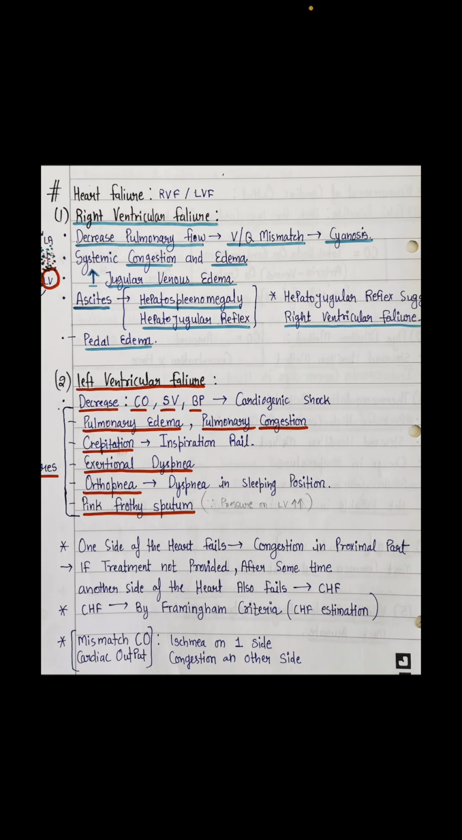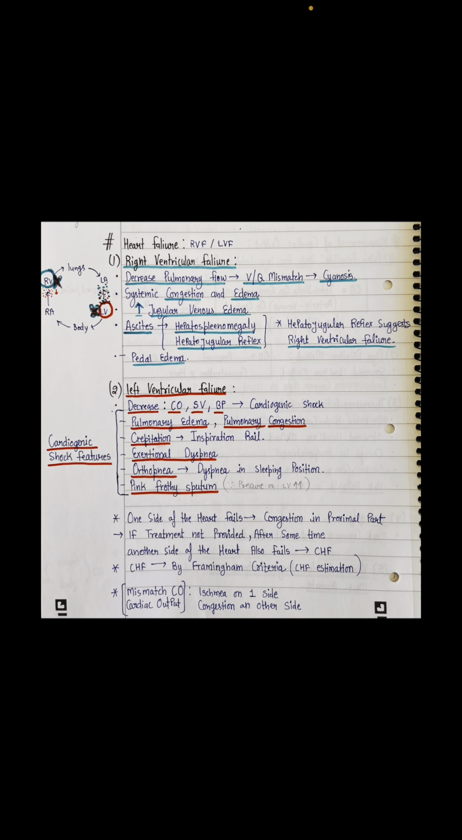Congestive heart failure, by the CHF estimation or this criteria. However, you don't need to know the criteria for the Krok questions. So ischemia on one side and congestion on the other side. There will be a mismatch in the cardiac output through different chambers of the heart. So there will be ischemia on one side and congestion on the other side. I hope this time it is clear now.